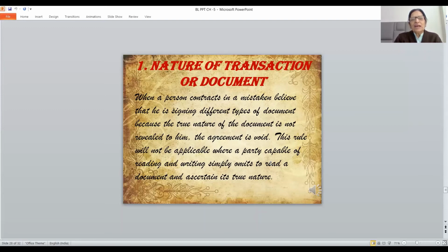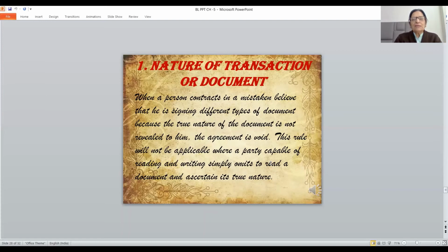Now, friends, say A agrees to sell a painting to B. The price of the painting is 20,000 rupees. A never told B that the painting is original. But B is thinking that the painting is original. So he pays the price and takes possession of the painting.